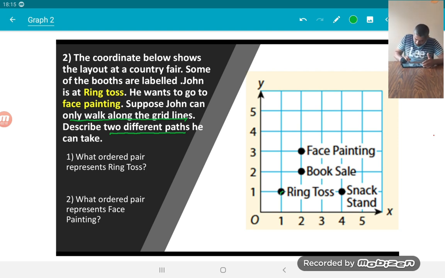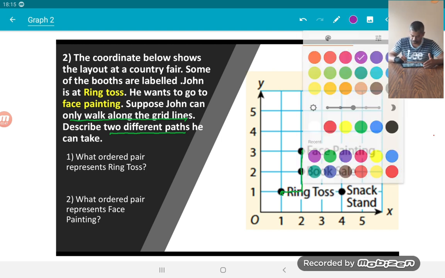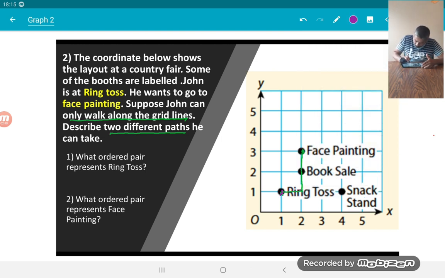So he is at ring toss and he has to go to face painting. So we need to find 2 paths along the grid lines. Okay, so you can see here from ring toss, if you move 1 unit right and 2 units up, then we can reach that point. Can you find any other path like that? You can also see from ring toss, if you move 2 units up and 1 unit right, we can also reach that point. These are 2 paths.